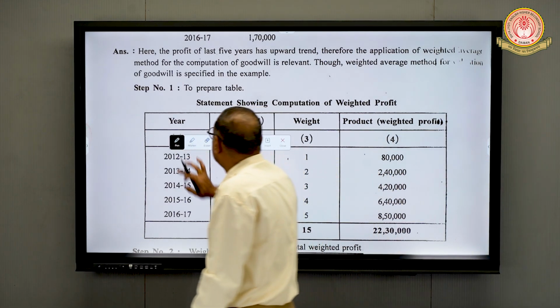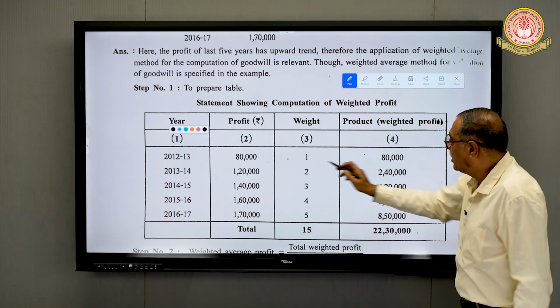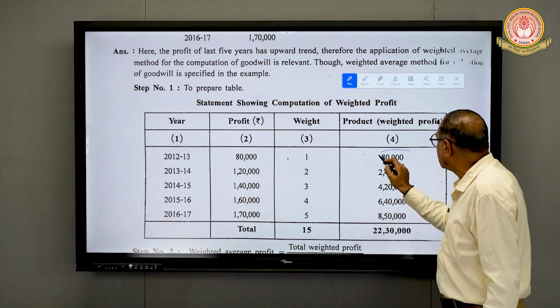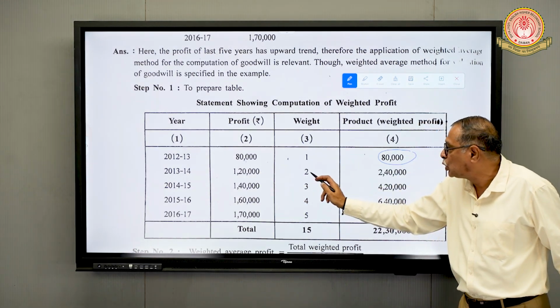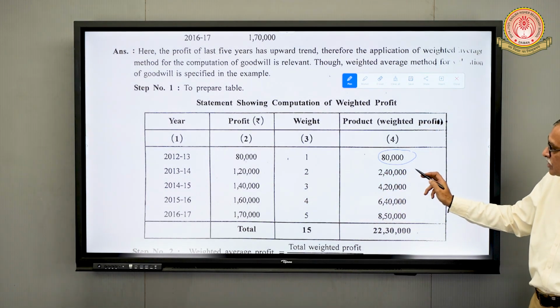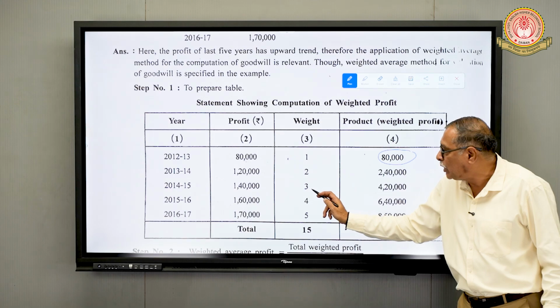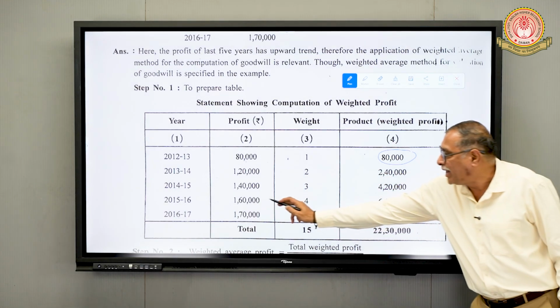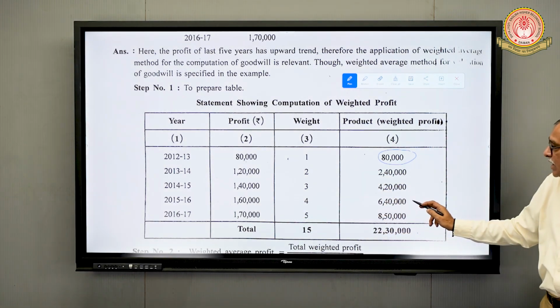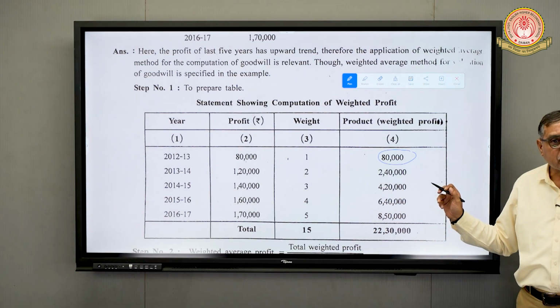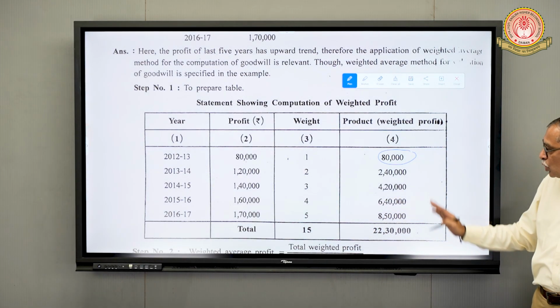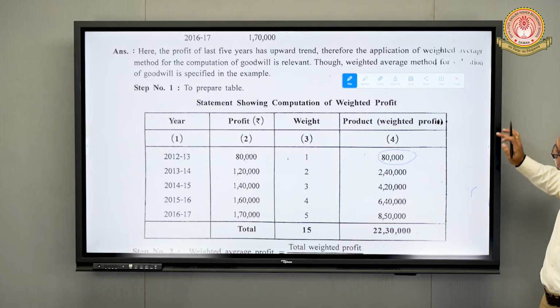The product, you can see 80,000 into 1 is 80,000, right? Then second 1,20,000 into 2, that is 2,40,000 and so on. 140 into 3, that is 420. 1,60,000 into 4, that is 6,40,000 and 1,70,000 into 5, that is 8,50,000. Is it clear? So this way, then you have to take the total.